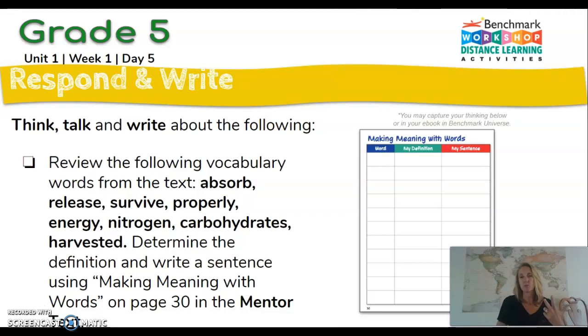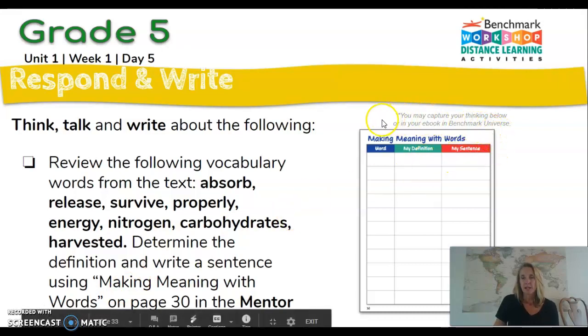Okay, the other option would be to talk to someone. Maybe your family or your friends can help you understand what the word means. Or the other option is dictionary. You can look it up either online, or if you have a dictionary at home, you can look these words up.